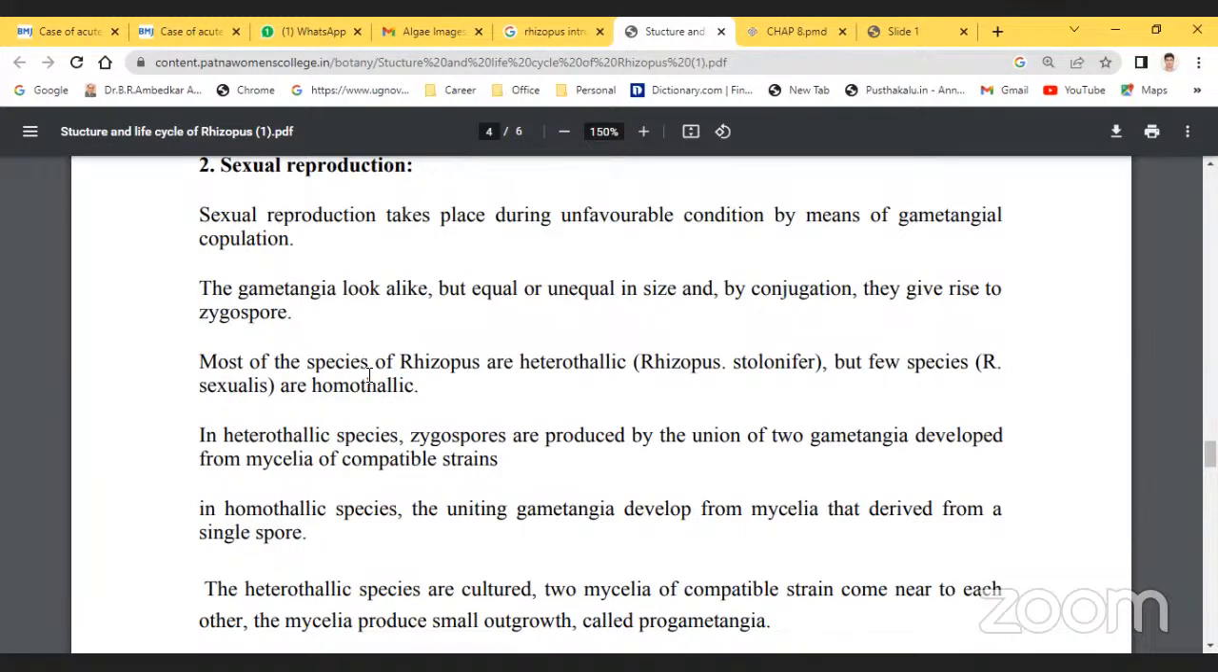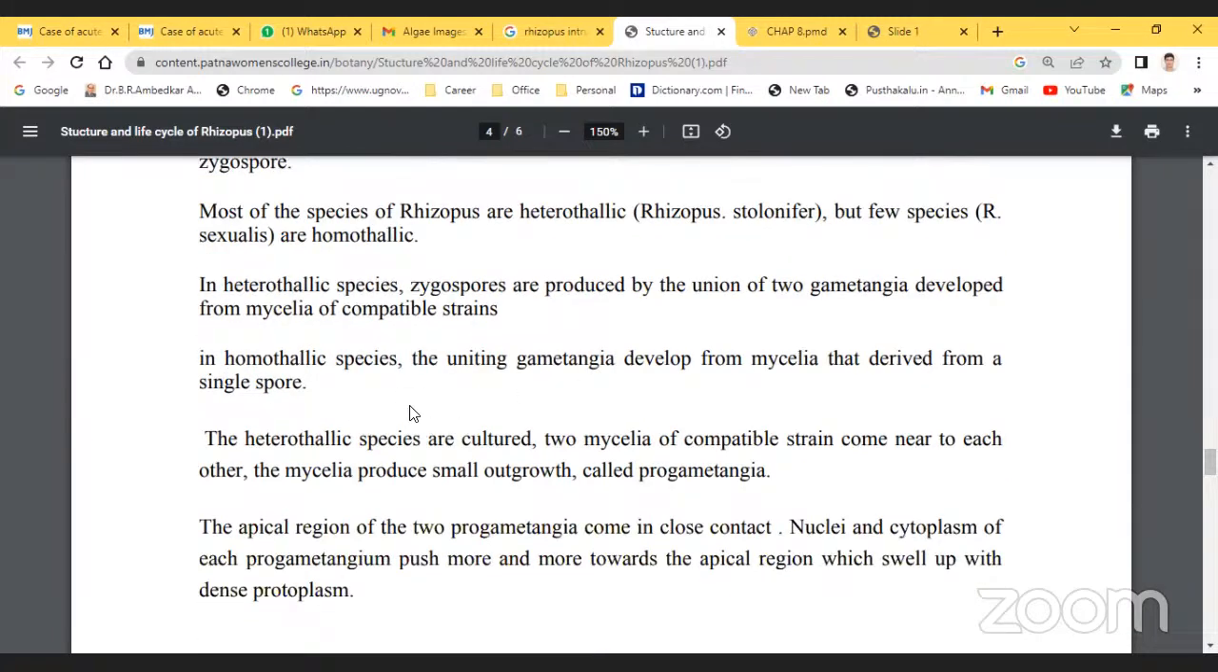So that is regarding homothallic and heterothallic. What are the examples? Heterothallic: Rhizopus stolonifera. Homothallic: Rhizopus sexualis. In heterothallic species, zygospores are produced by the union of two gametangia developed from mycelia of compatible strains. In homothallic species, the uniting gametangia develop from mycelia derived from a single spore.